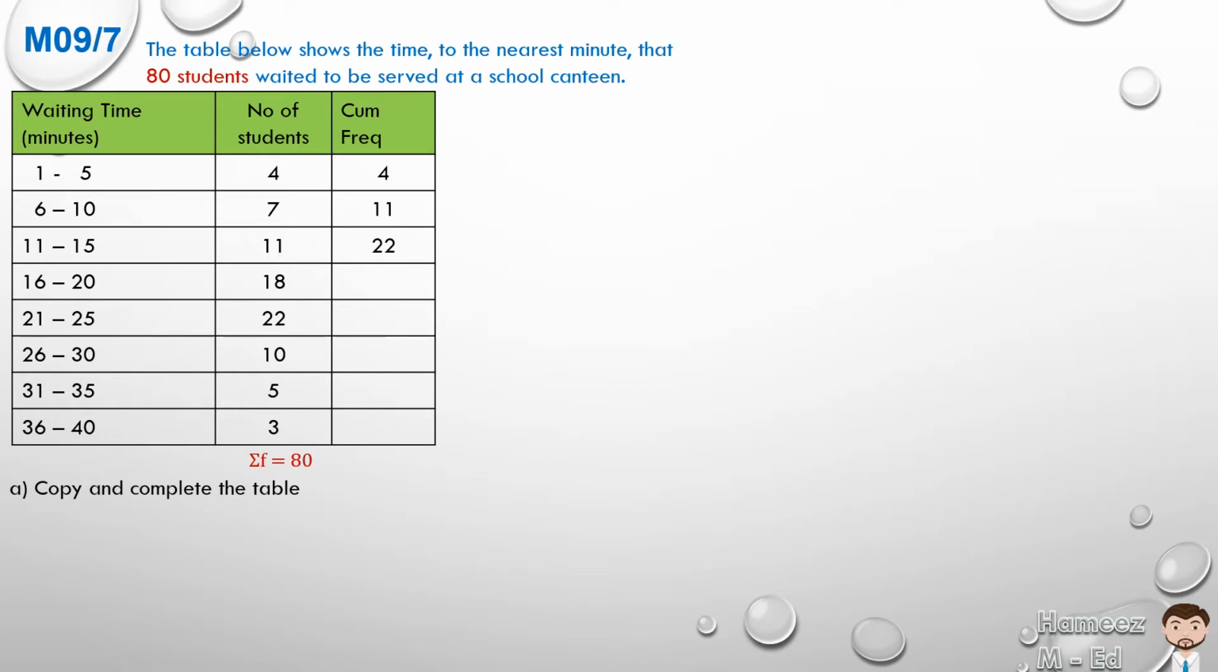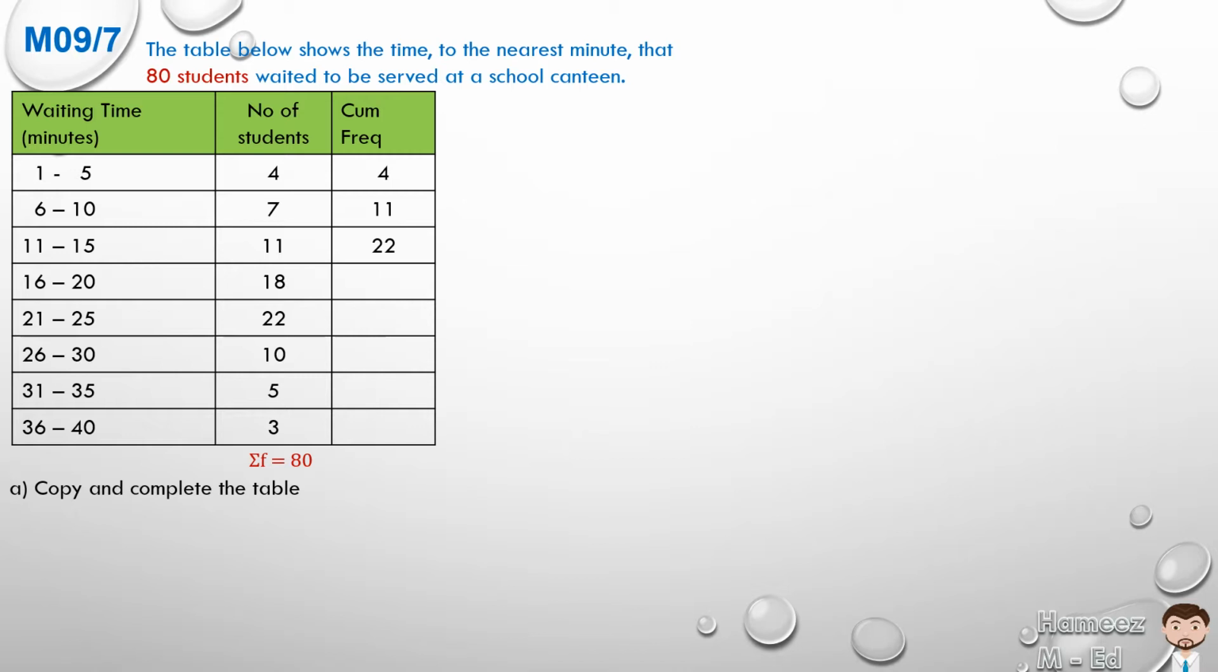Since we have the first 2 columns completed and partially the third column, we now just need to complete the cumulative frequency in the third column. Let's recall that the cumulative frequency is telling us the total number of students up to that point. So in the first interval, there were 4 students, so the cumulative frequency is 4. In the second, there were 7 students and 4 from the previous, so 4 plus 7 is equal to 11.